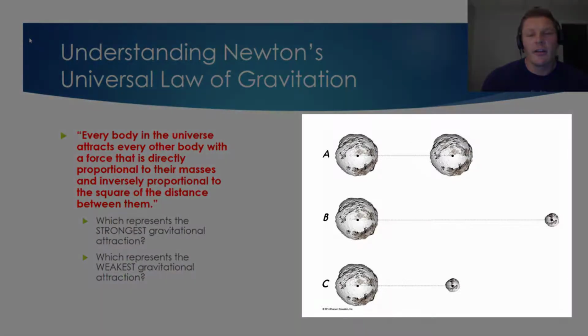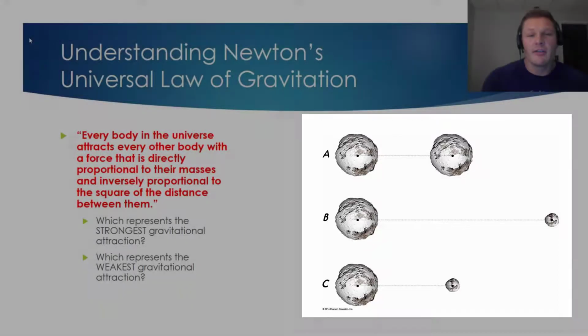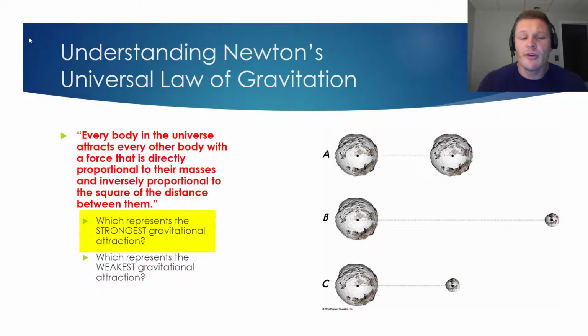To the right side of the screen, you see three particular situations in which gravity is operating. Picture A shows two large objects fairly close together. Picture B shows a large object and a small object separated by a pretty great distance. And picture C shows a large object and a small object separated by a somewhat short distance. The first question is, which represents the strongest gravitational attraction?